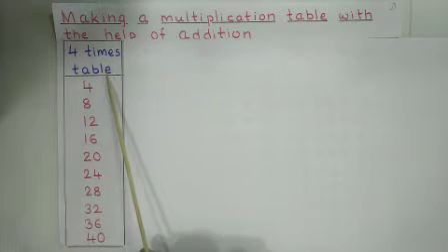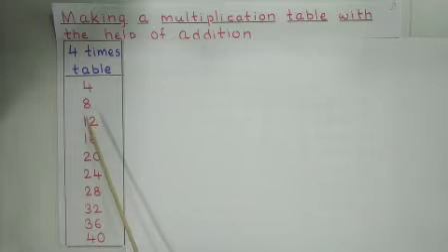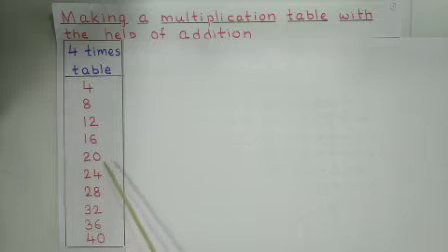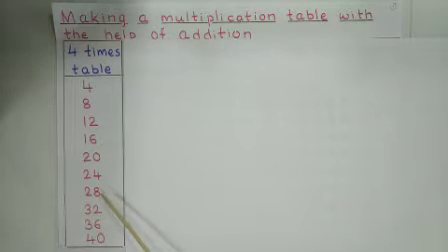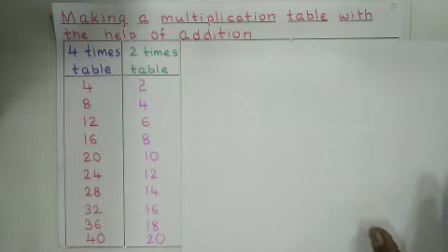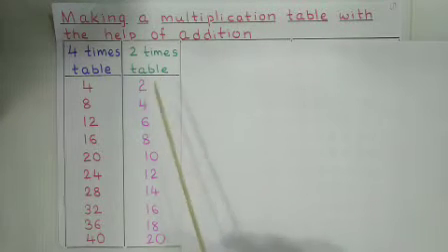4 times table. 4 ones are 4, 4 twos are 8, 4 threes are 12, 4 fours are 16, 4 fives are 20, 4 sixes are 24, 4 sevens are 28, 4 eights are 32, 4 nines are 36, and 4 tens are 40. Now let us take one more table, 2 times table, that is 2 table.